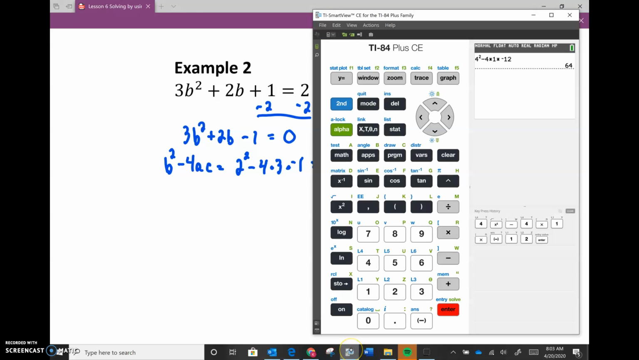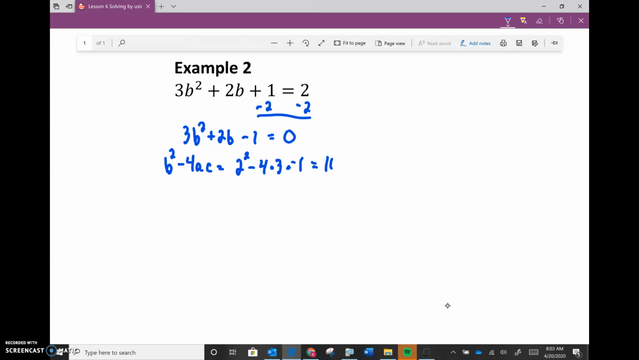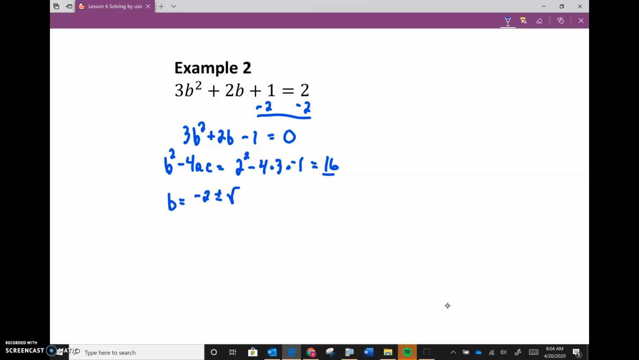And let's plug it into our calculator. So we got 2 squared minus 4 times 3 times negative 1 is 16. So there's our discriminant. We know we're going to have 2 real answers. So x is going to be equal to the opposite of b, plus and minus the square root of what we just found, 16, all over 2 times a. a is 3, so 2 times 3 would give us 6 on the bottom.